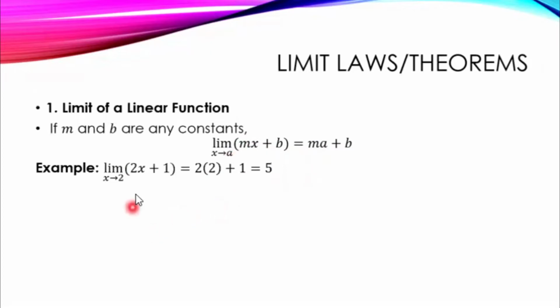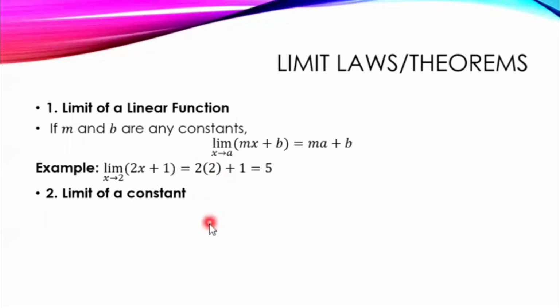So for example, the limit of the quantity 2x plus 1 as x approaches 2. So using this limit theorem number 1, we just simply substitute 2 to the variable x. So 2 times 2 plus 1, 2 times 2 equals 4, plus 1 is equal to 5. Okay, so the limit of a linear function is quite easy compared to other types of functions.